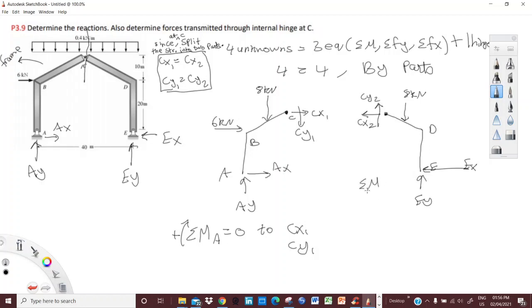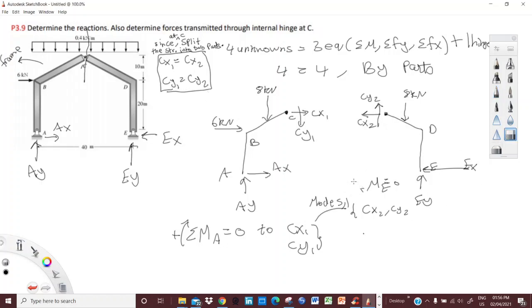By doing summation of moment at E, positive, you will get Cx2 and Cy2. Therefore you can solve simultaneous equations. By doing the simultaneous equations, you can get Cx and Cy, since Cx1 is equal to Cx2 and Cy1 is equal to Cy2.